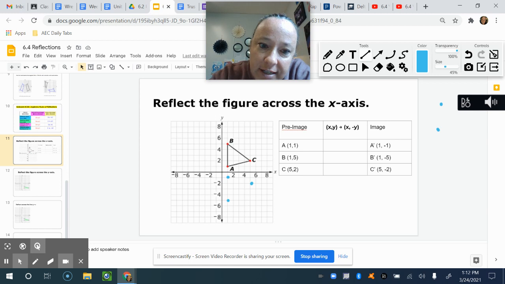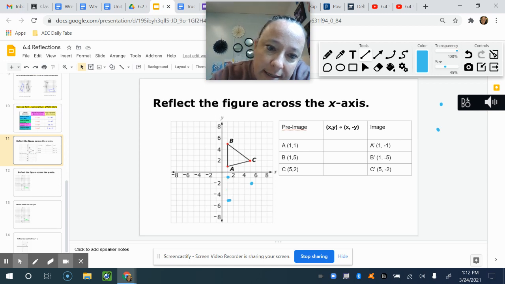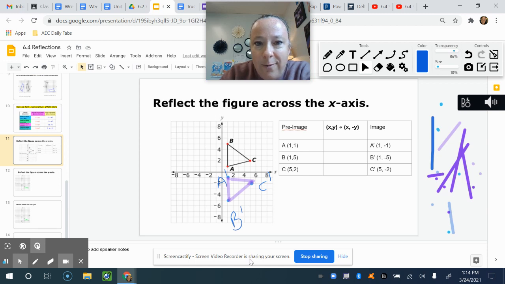And then I will just join these points, maybe with a line. Not liking that very much. All right, so there you go. I connected the points. There's A prime, there's C prime, there's B prime, and I think we did a pretty good job. So we reflected that figure across the x-axis.